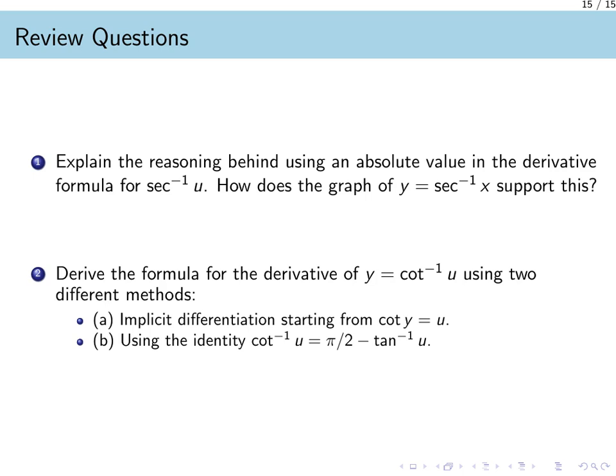You can either apply implicit differentiation from scratch, just as we did for the other functions, or you can use the identity that relates arccotangent to arctangent. The second method provides an elegant shortcut by reusing a result we already established. I highly recommend pausing to work through these problems, because deriving these rules yourself is the most effective way to understand why they work and to commit them to memory.